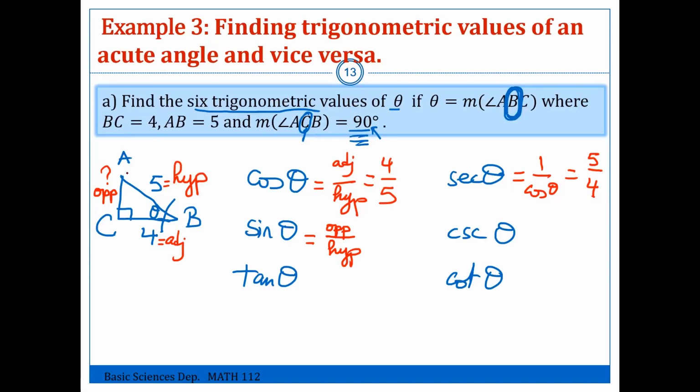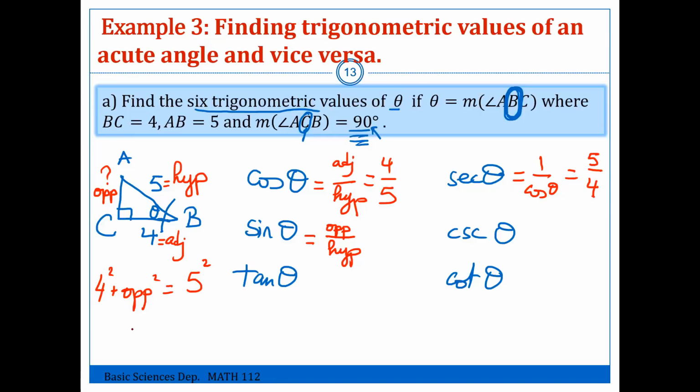Can we compute sine? Yeah. How? We are not given the opposite. We use Pythagoras. We said Pythagoras is very important, we will use it as a basic tool. So how do we calculate this opposite? What does Pythagoras say? 4 square plus the opposite square, which we want to calculate, equals 5 square.